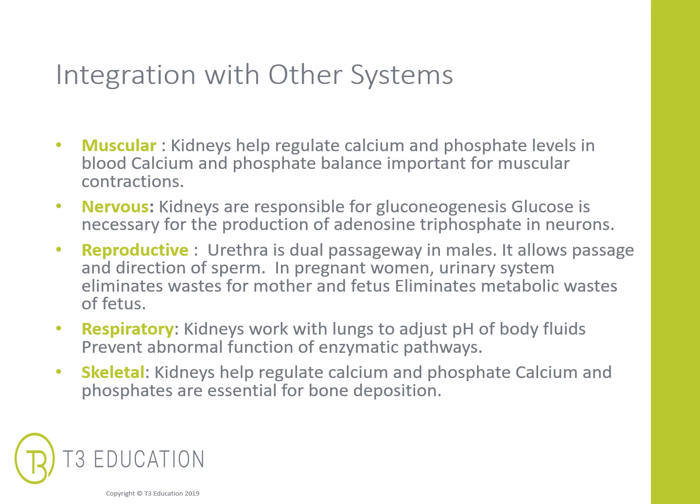In terms of the reproductive system, there's integration on both the male and female side in slightly different ways. On the male side, the urethra is a dual passageway for both the urine and also for the direction of sperm. Whereas in pregnant women, it's key to the elimination of the metabolic waste of the fetus, because the urinary system eliminates wastes for both the mother and the fetus during that time. It has a role to play with the respiratory system. So by working with the lungs, it adjusts the pH level of the body and prevents abnormal function of enzymatic pathways.